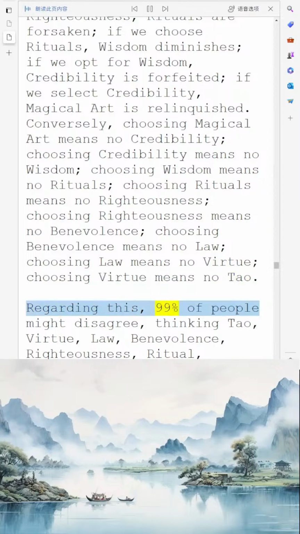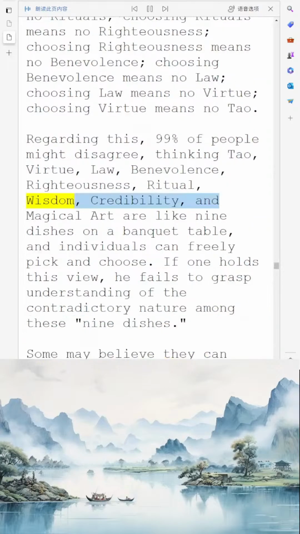Regarding this, 99% of people might disagree, thinking Tao, virtue, law, benevolence, righteousness, ritual, wisdom, credibility, and magical art are like 9 dishes on a banquet table, and individuals can freely pick and choose. If one holds this view, he fails to grasp the contradictory nature among these 9 dishes.